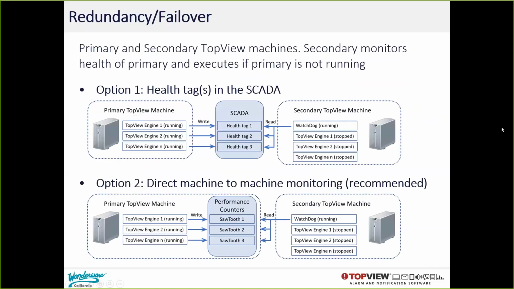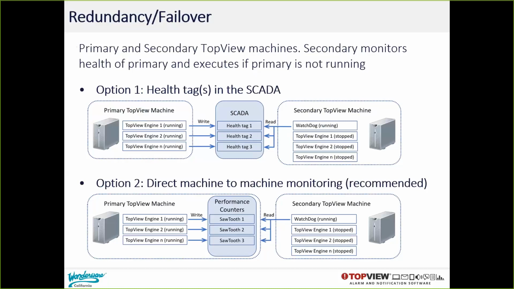Redundancy and failover. We have multiple options to ensure that the TopView engines are running and healthy, and one of these is to have redundant TopView machines. So with TopView redundancy, there are 2 installations of TopView, the primary and secondary machines. A watchdog on the secondary machine is responsible for monitoring the health of the engines on the primary machine. And if a primary machine engine is not healthy, a version of that engine on the secondary machine is started. And then once the primary engine is again healthy, the version on the secondary machine is stopped.